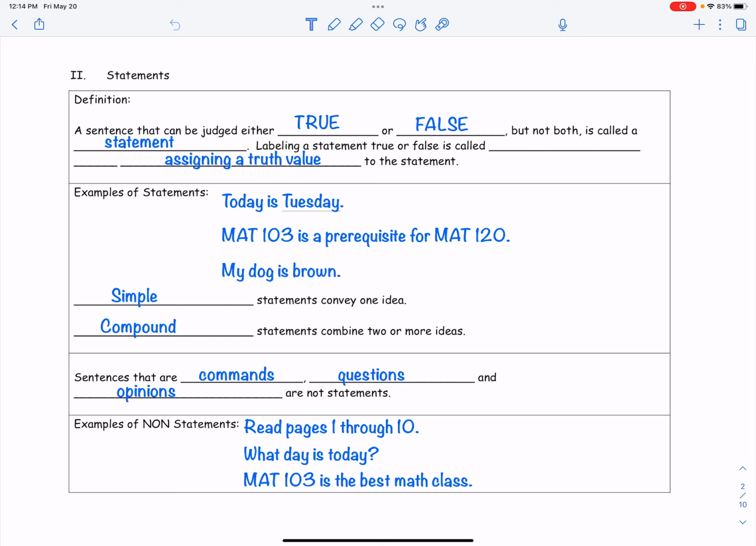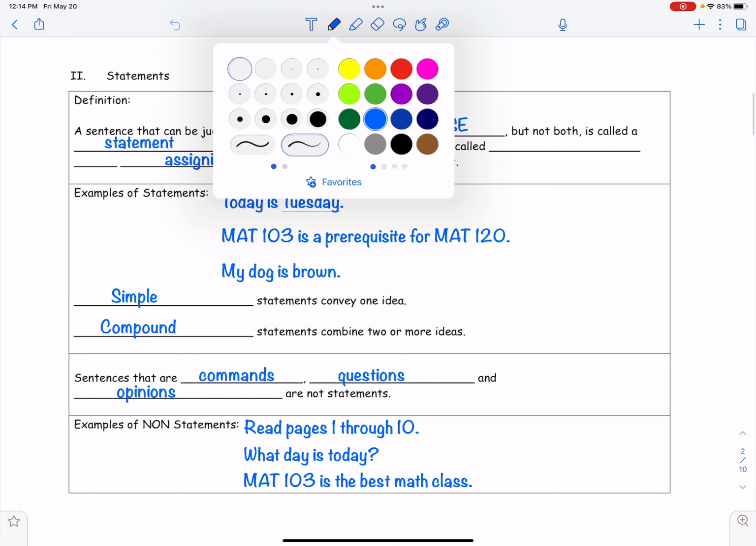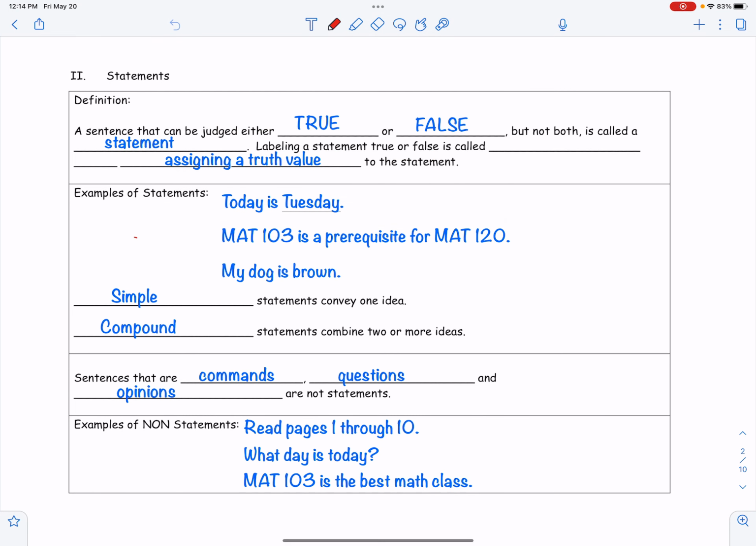So again, when we're talking about a statement, it's got to be either true or false. And when we talk about whether it's true or false, what we're doing is assigning it a truth value. So I've given you 3 examples here of statements. And again, the main thing to remember about what makes something a statement, it should not be anything subjective. It should not be a question. It has to be something that can be determined as true or false.